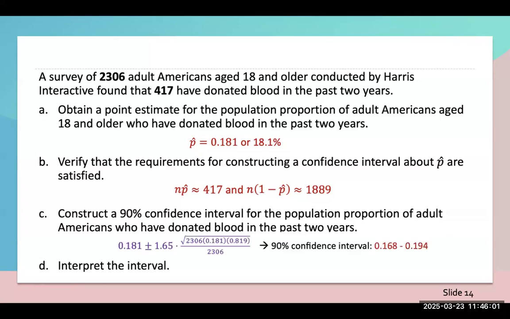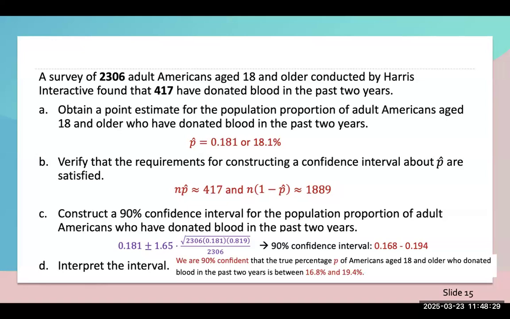So the margin of error is taking 1.65 and multiplying it by the standard error, which is the square root of n times p times 1 minus p, divided by n. So you see I have n is 2306, p is 0.181, and 1 minus p is 0.819. I find the square root of all of that, and then I divide it by 2306. Then I take that number, multiply it by 1.65, and I got that the confidence interval is somewhere between 0.168 and 0.194. So now let's interpret the interval in context of this problem.